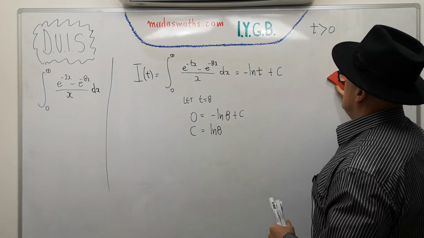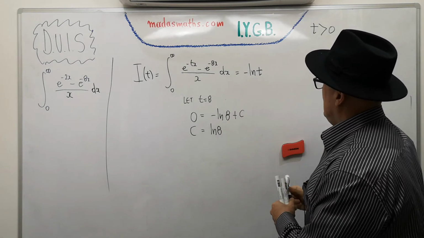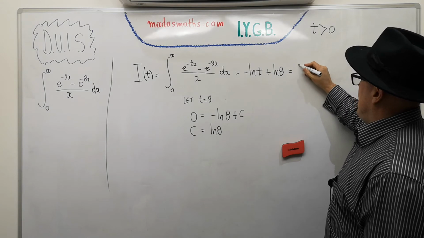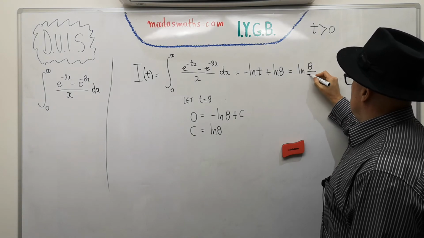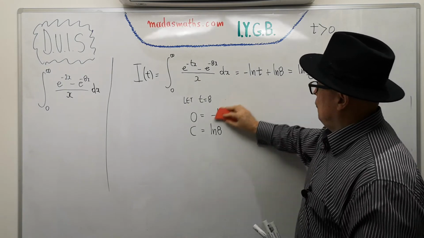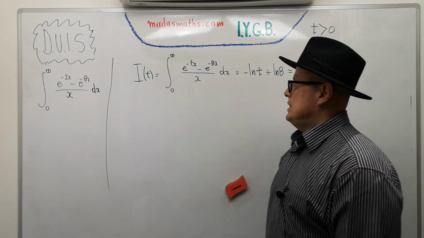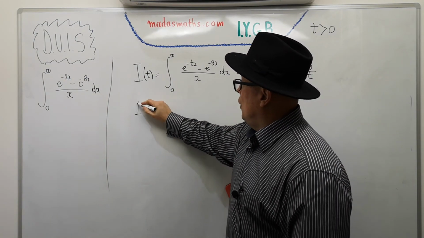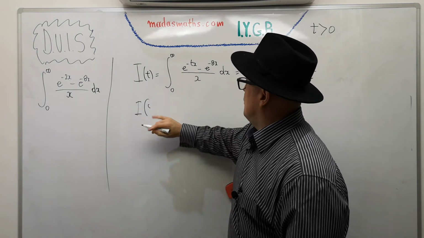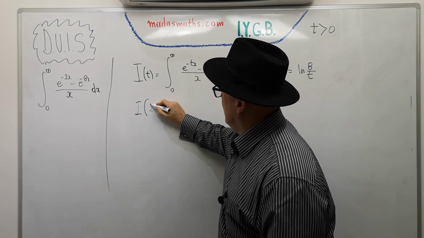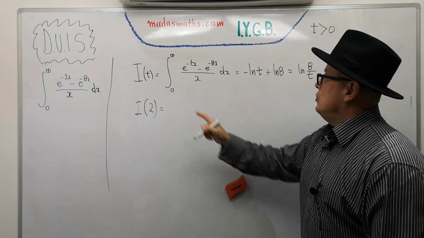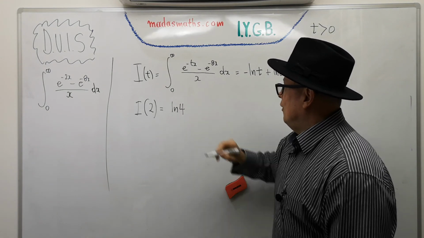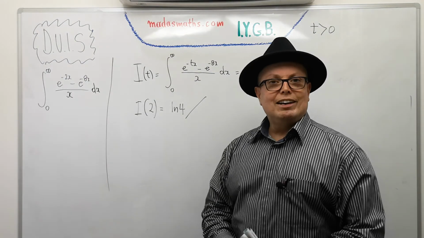So I don't want to be rewriting all of this, so you'll allow me to write minus log t plus the log of 8, which is the same as the log of 8 over t. So I am done, because I was after finding this particular integral, which is of course my I of 2. I of 2, with 2 there, 2 there, and 2 there, is equal to the log of 4. I hope you followed it, and I hope you're laughing like I am at the moment.